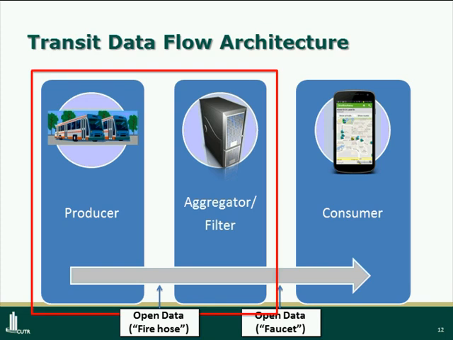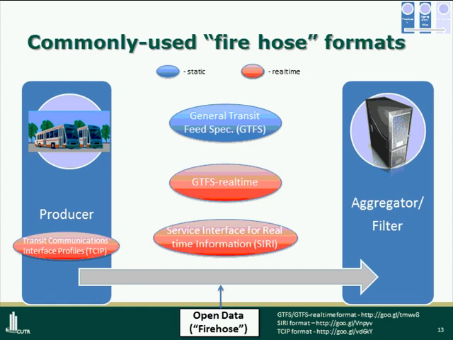So we're going to dive a little deeper now into the producer and the aggregator and the relationship there, and the open data fire hose magnitude and the different formats that are used to communicate this fire hose of information. So breaking this again down into static information, which is the top here, and then the real-time information, which is on the bottom in these red balloons here.